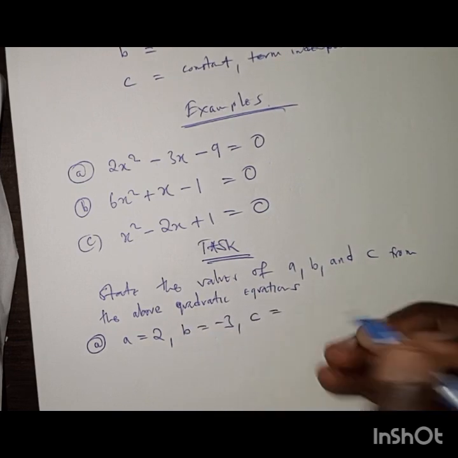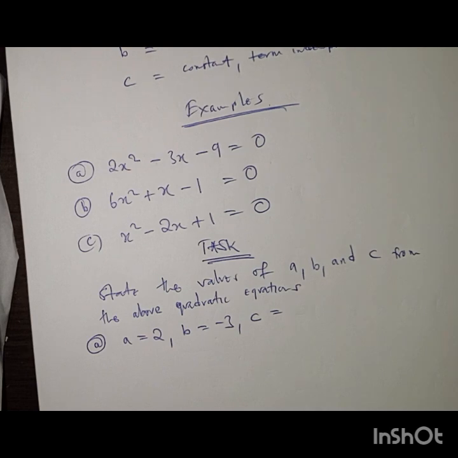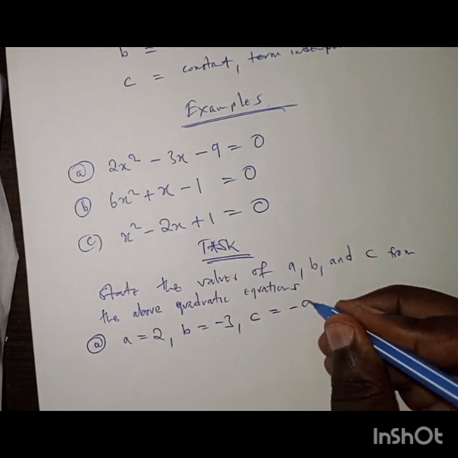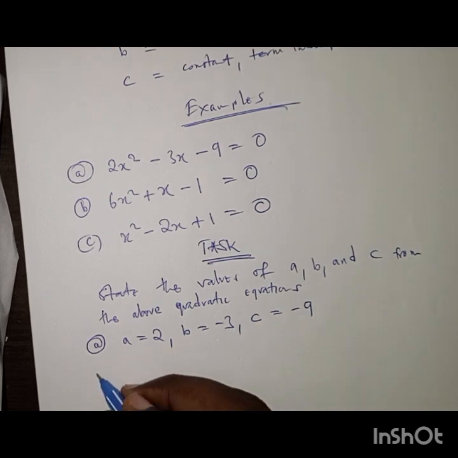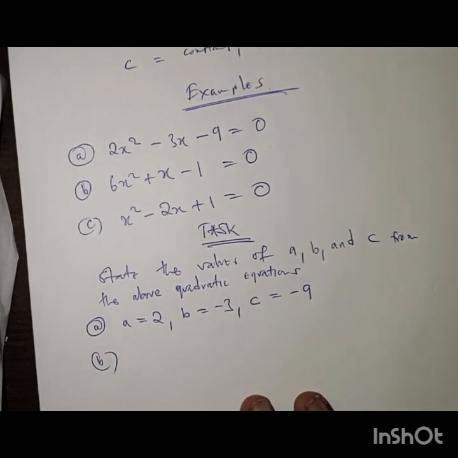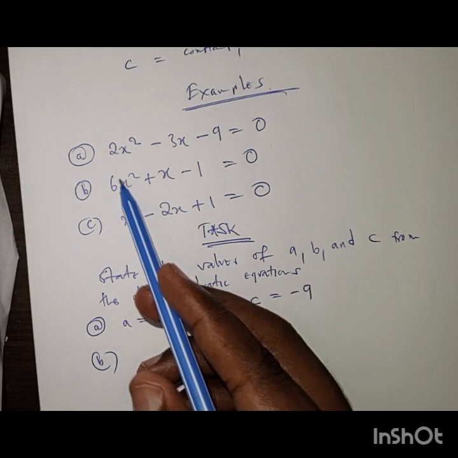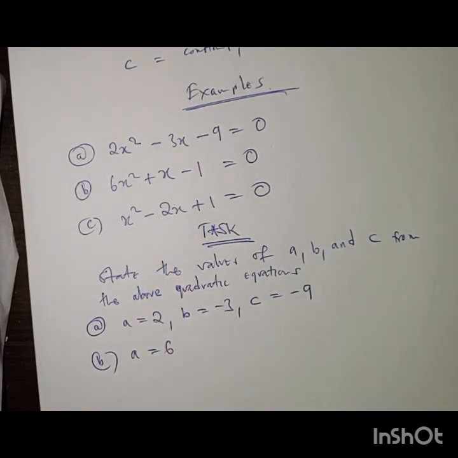Okay, c is the term independent of x, which is a constant. Okay, by term independent of x, it means this number doesn't have a variable. In this case, doesn't have x. It's just a number. Okay, so what is the value of c there? Okay, we can see we have minus 9 here. There's a minus there. So c is equal to minus 9. Okay, so for b, from equation b here, the coefficient of x squared is what? Yes, 6. So a is equal to 6.